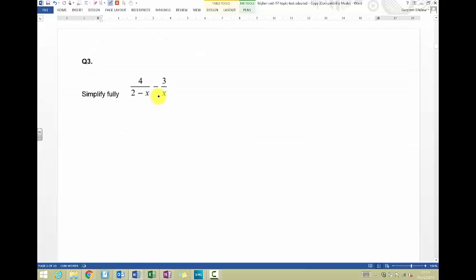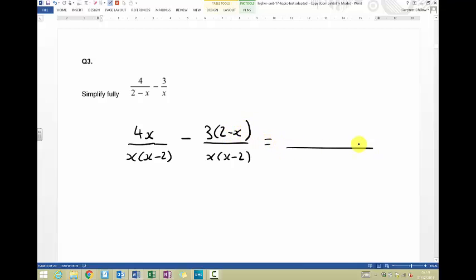Same thing here, except the common denominator is going to be these two things multiplied together. So the common denominator is going to be x times x minus 2. You've got a minus this time as well, which will make it harder. So you've got to times top and bottom by x to get to x times x minus 2. So 4 times x is 4x. And you've got to times top and bottom by 2 minus x. So here you have to use brackets. Now combine it all. So that's 4x minus 3 bracket 2 minus x all over x minus 2.